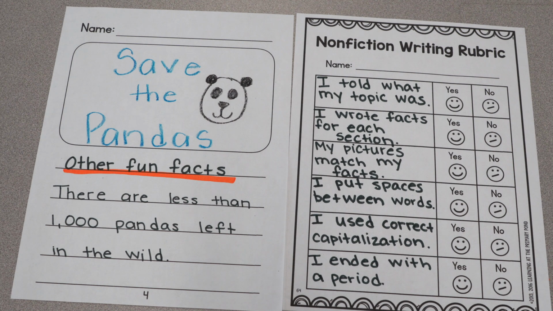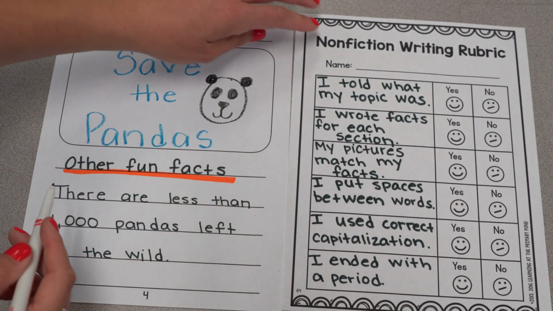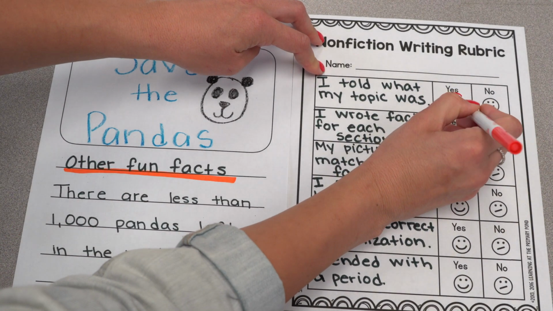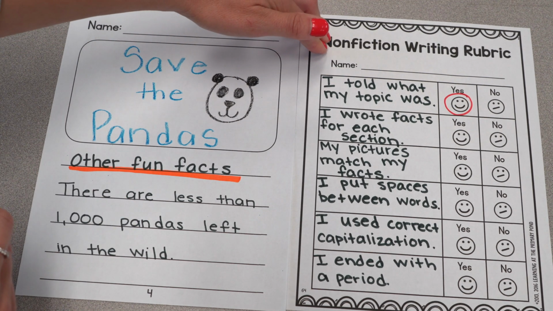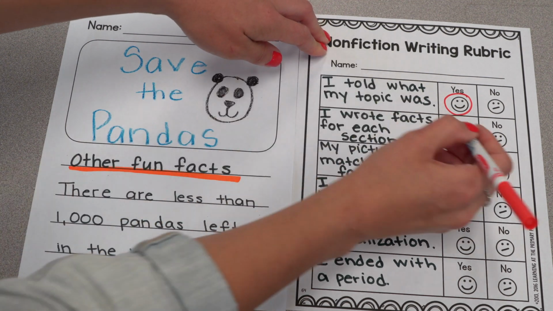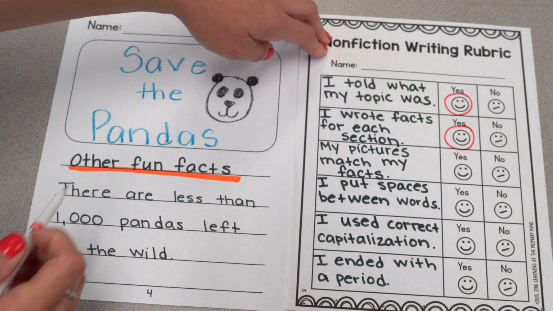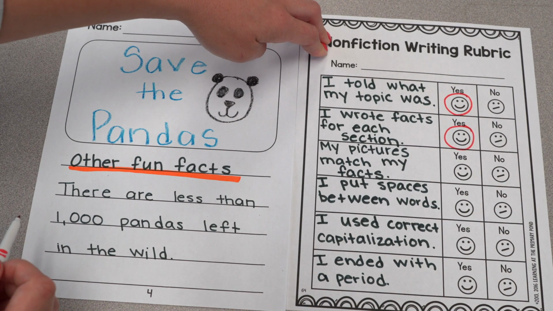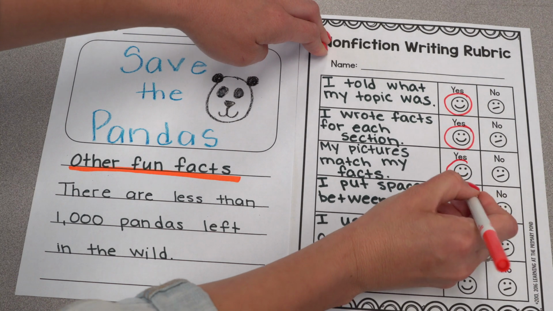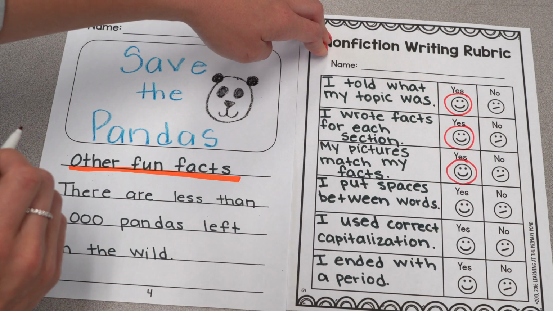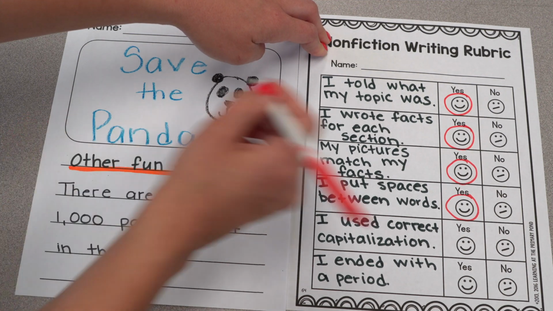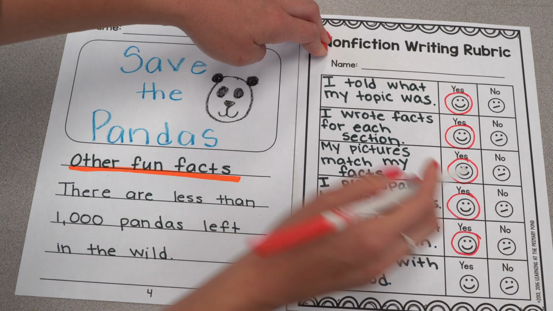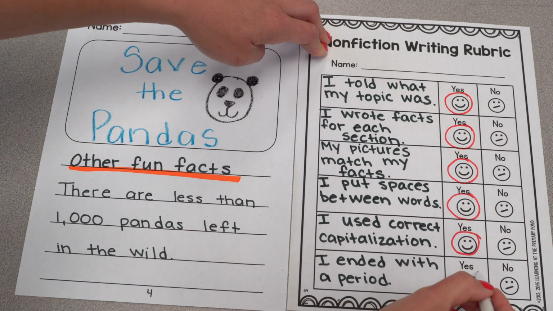So now that I've gone through all of my pages, I can look back here. Did I always tell what my topic was? Yes. Did I write facts for each section that had to do with what the section was about? Yes. Do my pictures match my facts? Yes, they did. Did I put spaces between my words? Yes. Did I use correct capitalization? Yes. And did I end with a period?